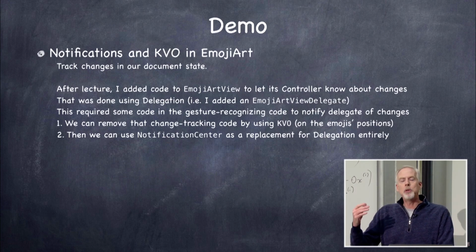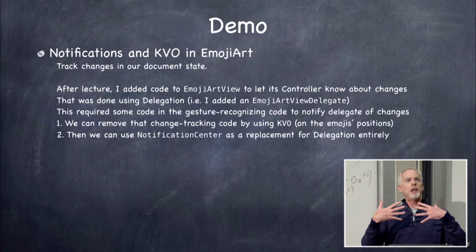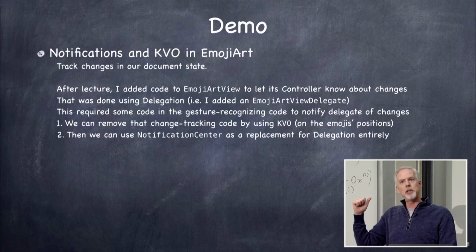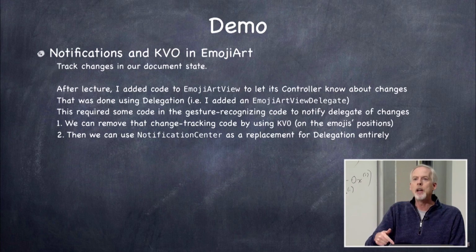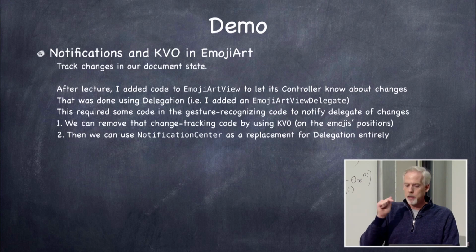Really what we want is to watch our emoji art view, and whenever an emoji gets added or resized or moved, we want to notify the controller so the controller can tell its document something changed. Then we can just ditch the save button. Well, after lecture last time, I told you I was going to do that, and I did. So the stuff that's posted has this in there.